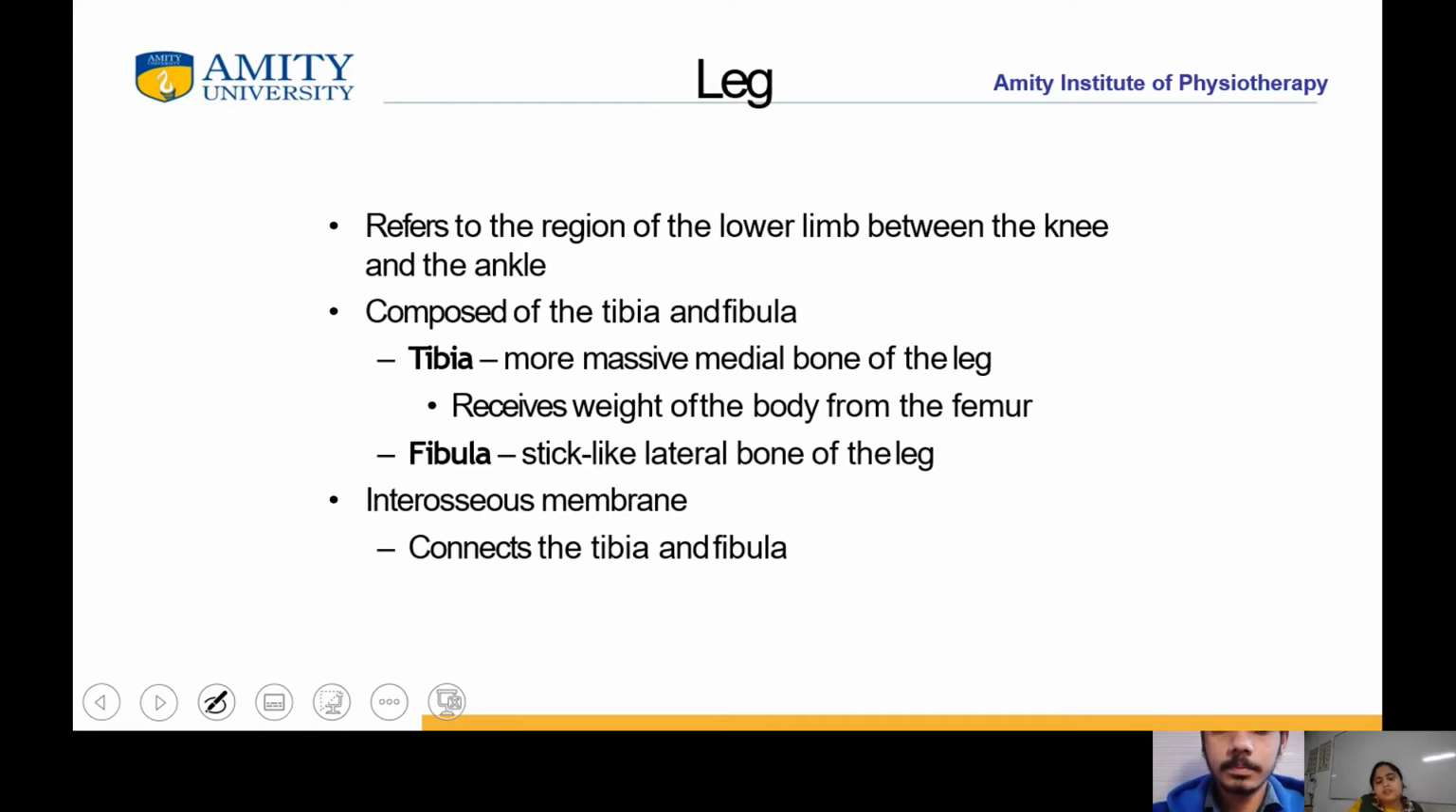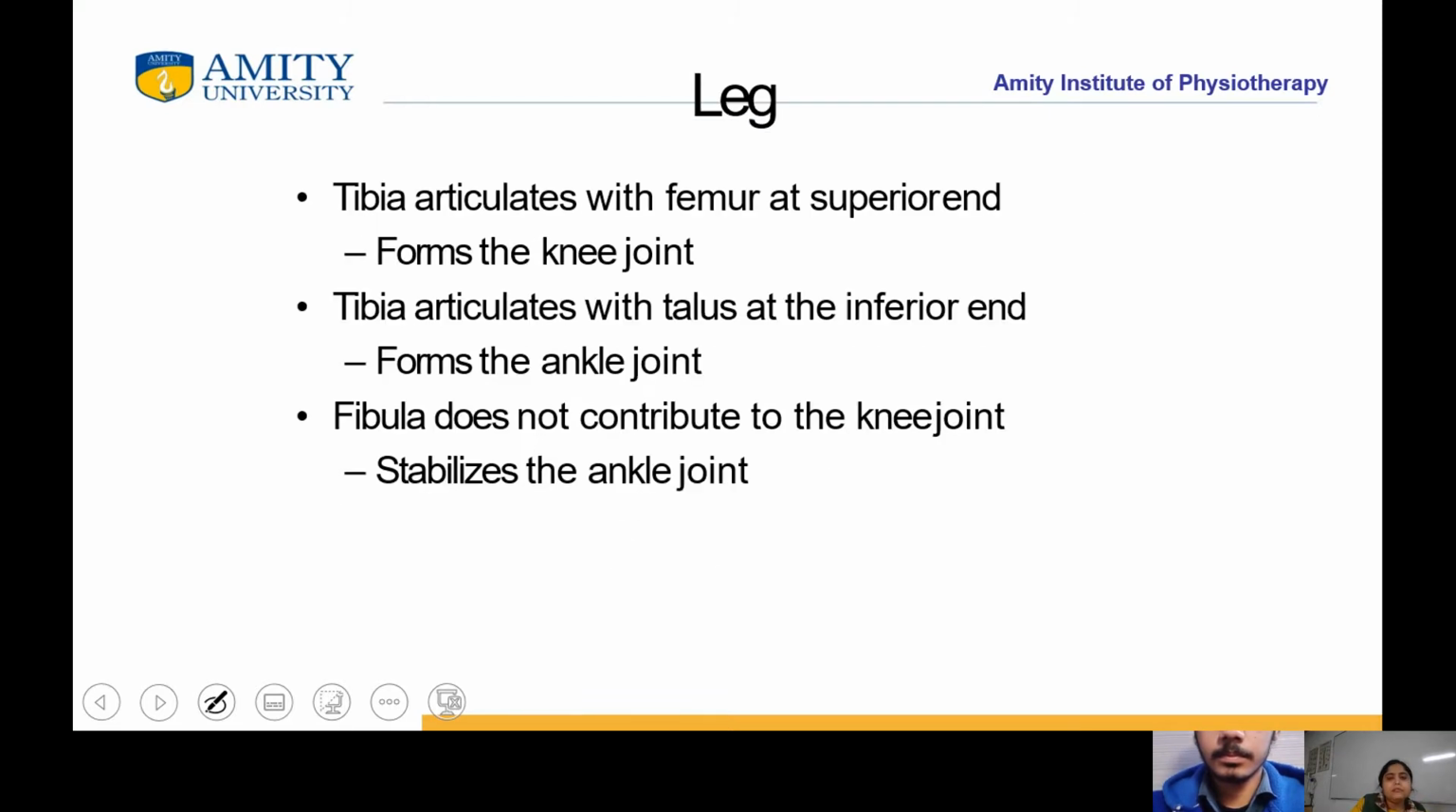Leg. Now what is leg? Leg refers to the region of the lower limb which is between the knee and the ankle and it is composed of tibia and the fibula. Tibia is the more massive medial bone of the leg and it receives the weight of the body from the femur. Whereas fibula is a stick-like bone which is the lateral bone of the leg. Tibia and fibula are connected to each other through the interosseous membrane.